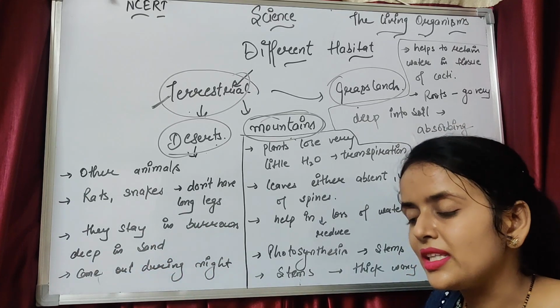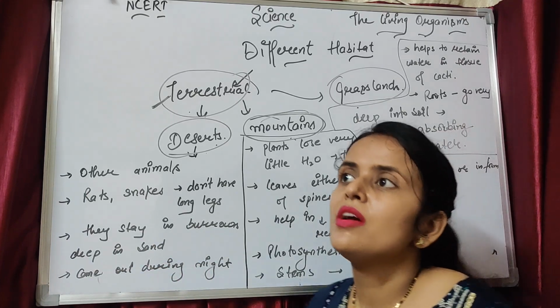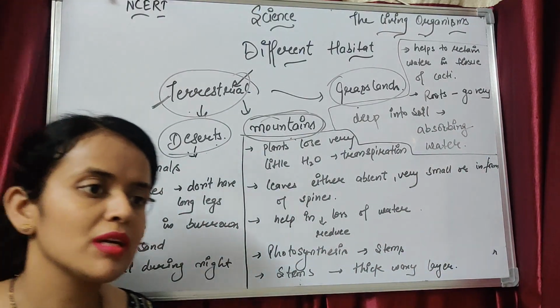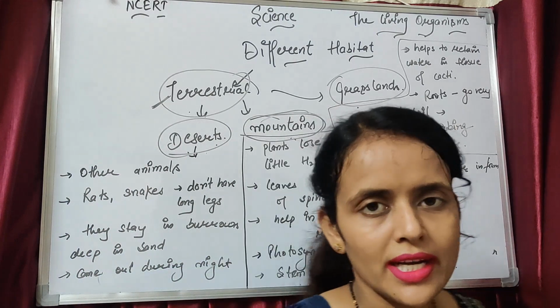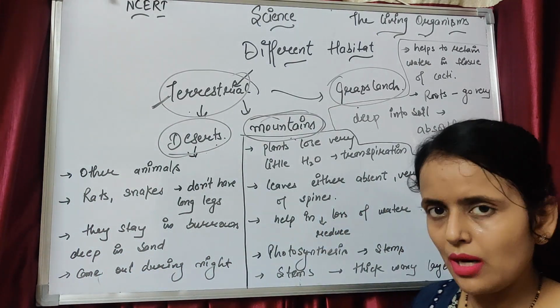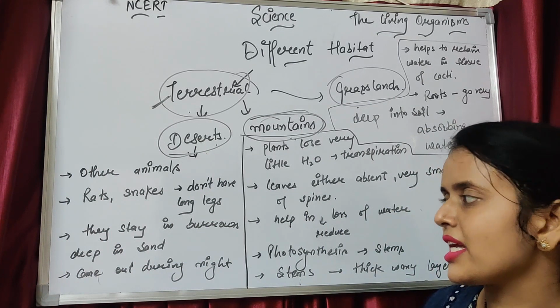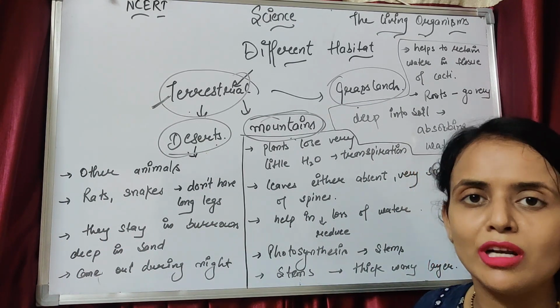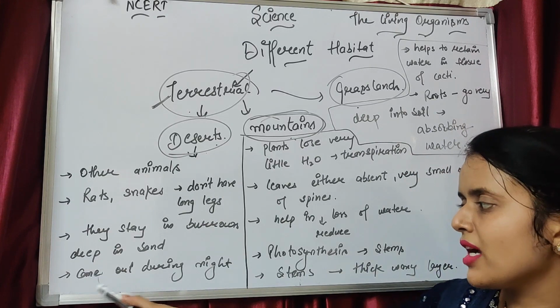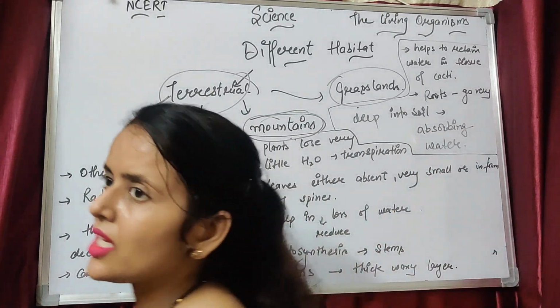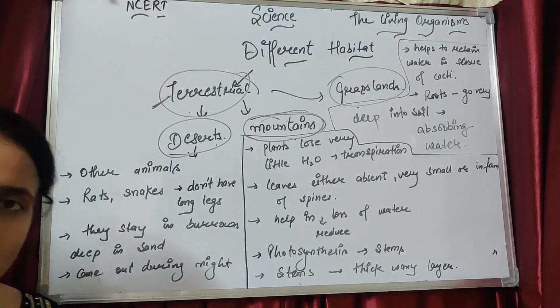They come out during the night when the temperature goes down in the desert and the sand becomes so cool. So they feel coldness, and for warmness they come out from their burrow. In the daytime they stay in their burrow deep in the sand and do not come out. They come out only during the night. So these animals will survive like this.